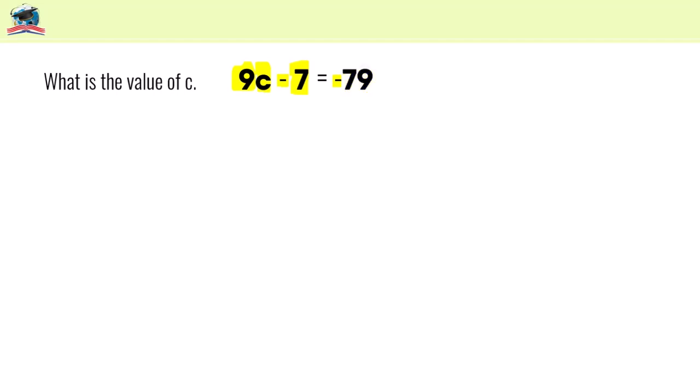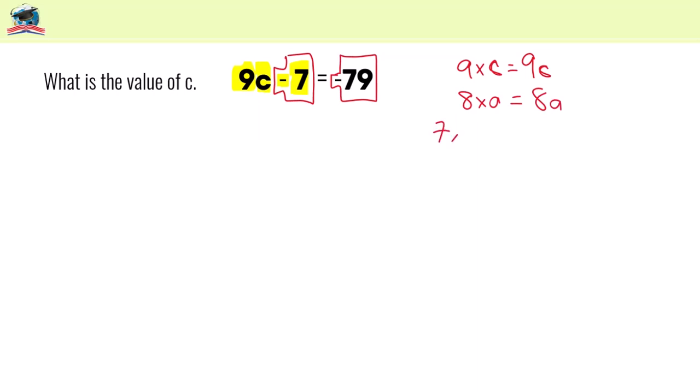Remember, it's the minus 79, and this minus belongs to the 7. Belongs to the 7. Good. And this one here belongs to that. And then 9C is 9 times C. 9 times C is equal to 9C. And 8 times A will be 8A. 7 times A times B times C will be 7ABC. Beautiful. Good. Now we know that.